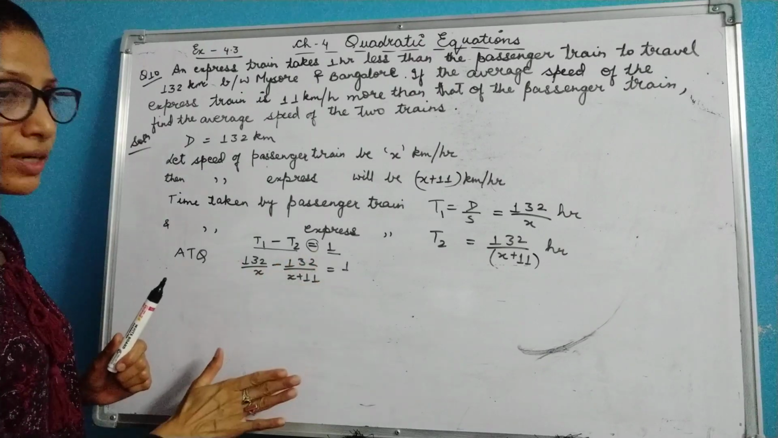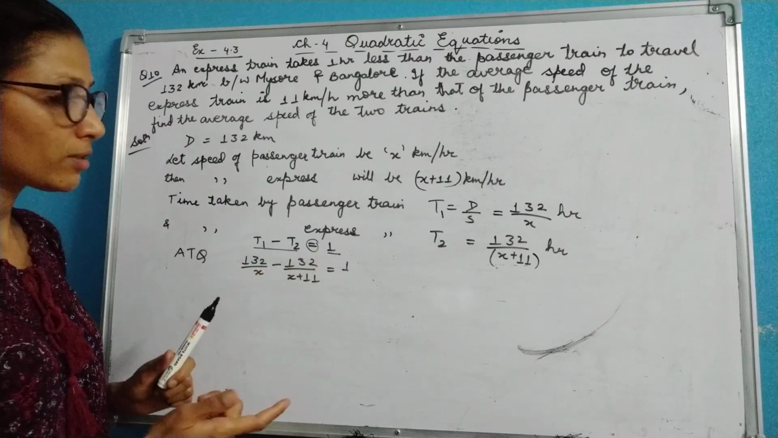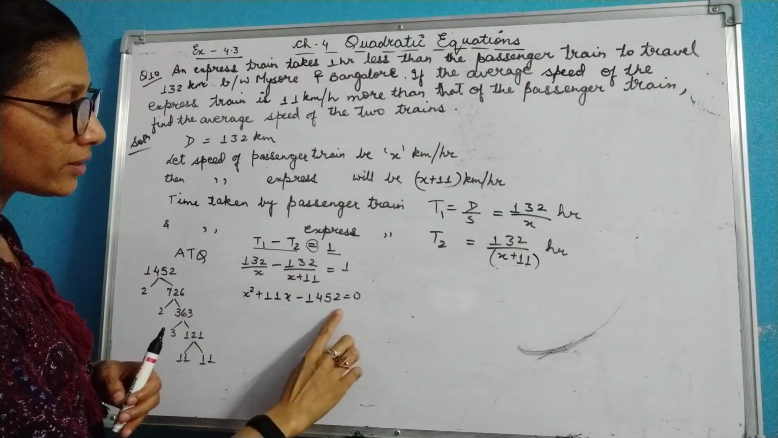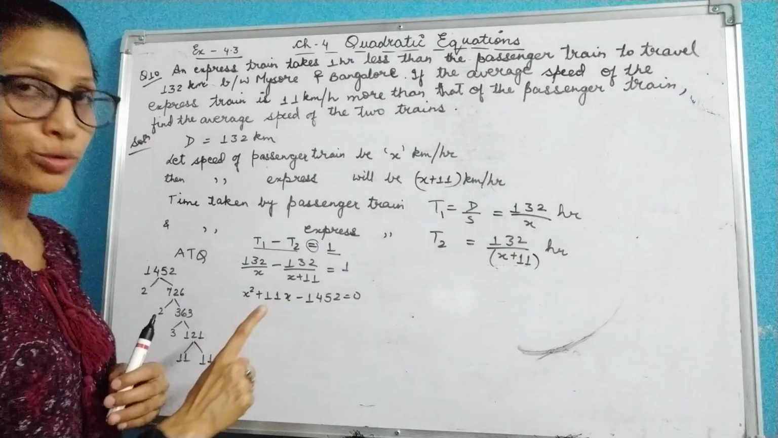Now you simplify it and get the quadratic equation, and after simplification I'll get this as the quadratic equation. I have not shown you the simplification.